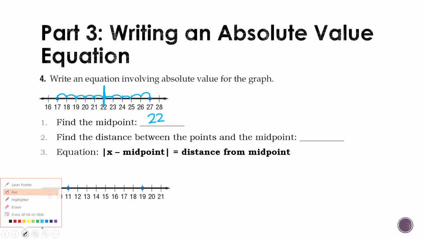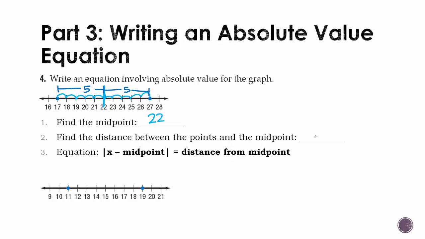Now the next thing you want to do is find the distance between here. So here to here. So it's 1, 2, 3, 4, 5. So that means it should also be 5 on this side because it's right in the middle. And then our equation is the absolute value of x minus the midpoint, which was 22, and that equals the distance from the midpoint, which is 5.